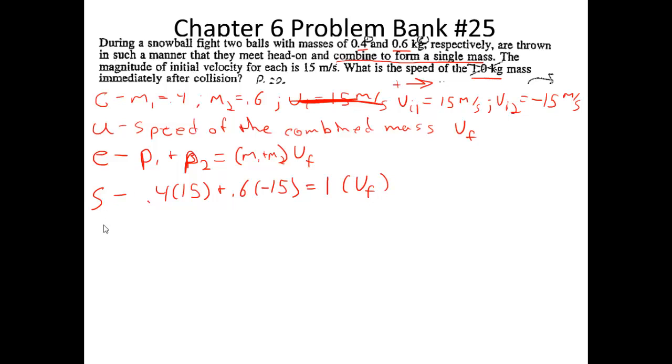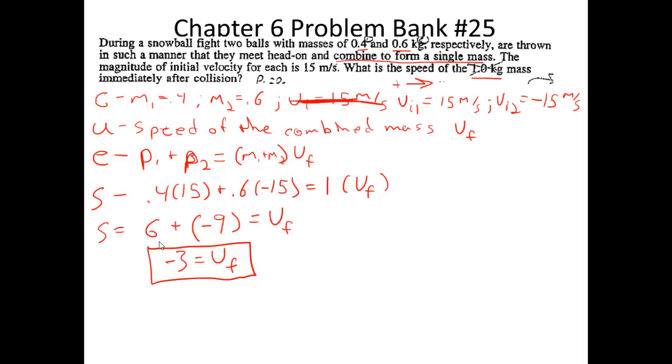Solving that, we get 0.4 times 15 is equal to 6, plus 0.6 times 15, that's going to be a negative 9, equals V sub F, and so we see that negative 3 is equal to V sub F. So that means that if we were looking at a diagram, our snowball would be going to the left.